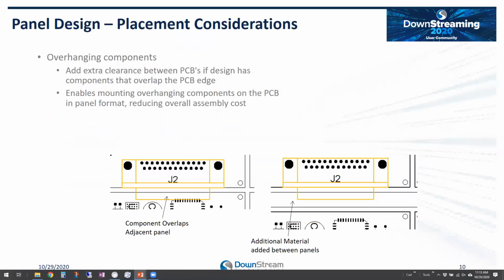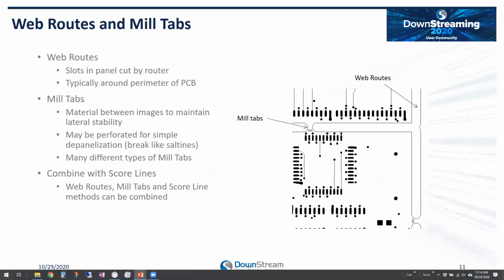Again, as I mentioned, if you have an overhanging component, this is going to reduce how many boards you can fit on your panel. So again, just something to keep in mind if you have a connector, as we do here, at the panel edge, or the board edge.